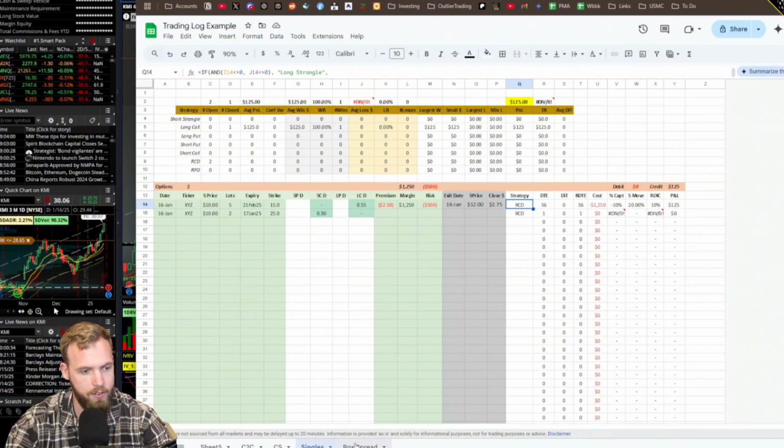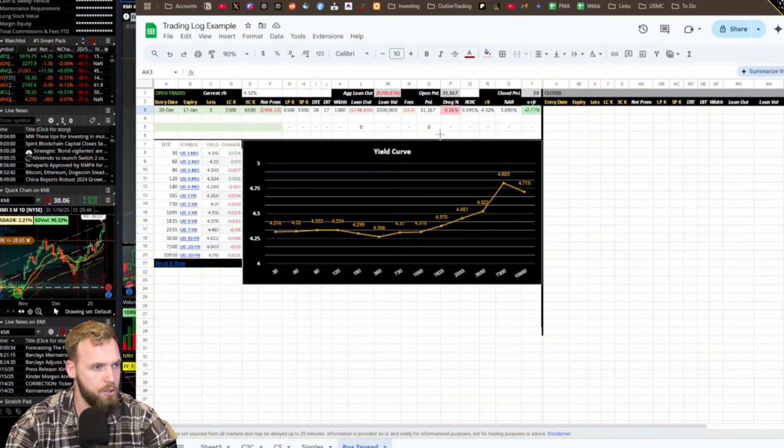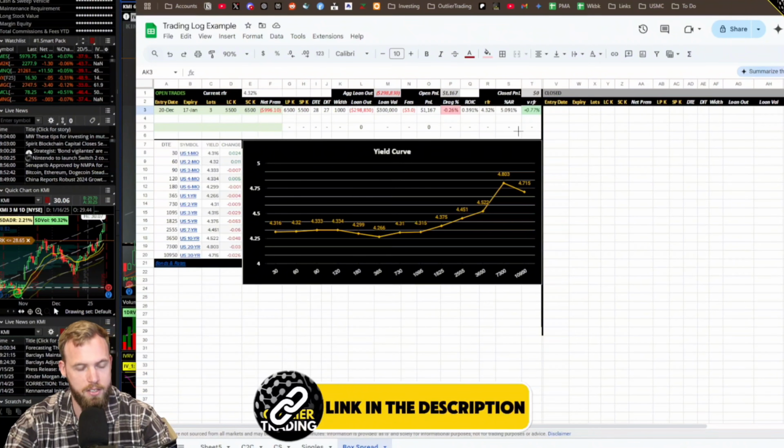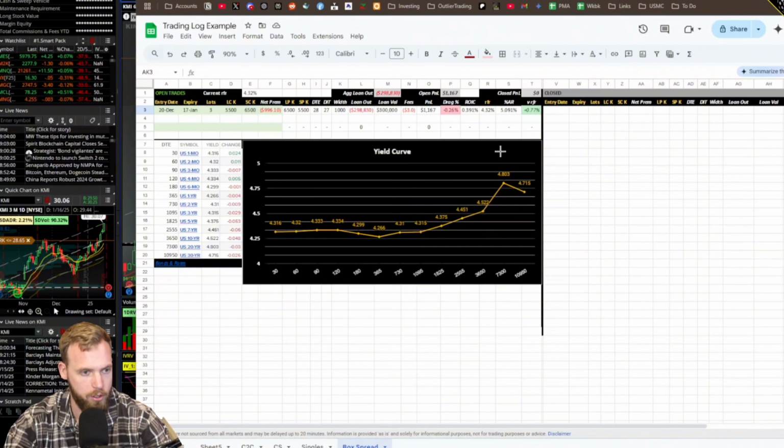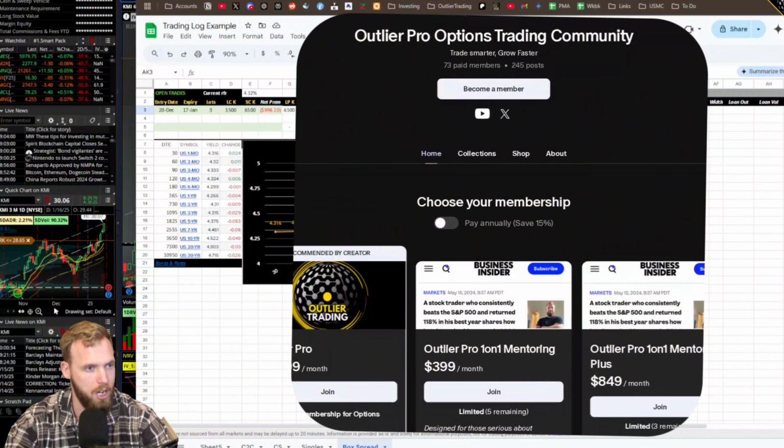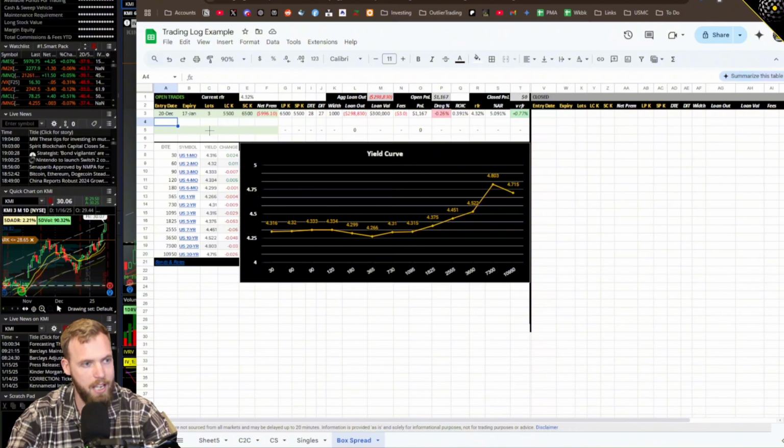And then I have another one for box spreads. There's a video that I have that talks about this. This sheet itself is available to those in the Patreon. You can go download it from the shop for free. And yeah, so this is like a really easy tool to help me track box spreads.